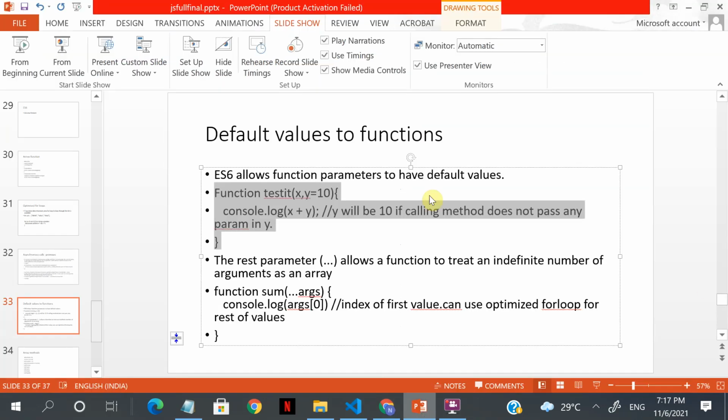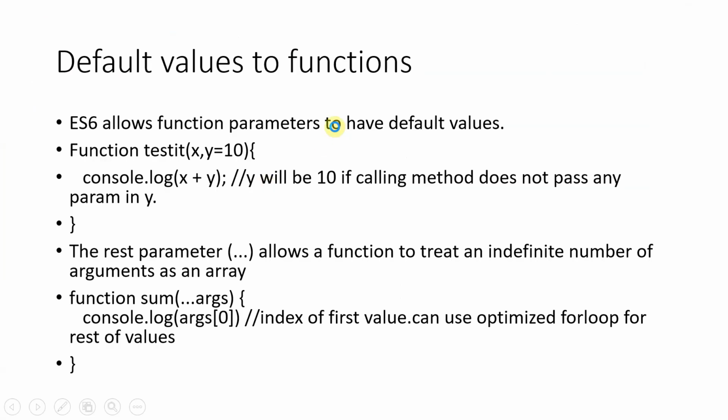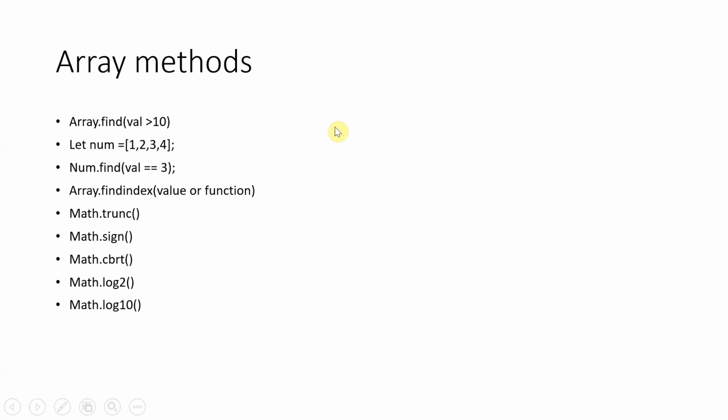So the next thing that we are going to look at in ES6 is array methods. There are a couple of array methods you can find. There are new values, like you can give a comparative value here, and you can create an array directly, and then you can do a find if it exists. Then you can find an index based on value or function. Then there are a couple of new mathematical functions also: truncate, sign, CBRT, log functions. These are all related to mathematics. So these are some new functions.